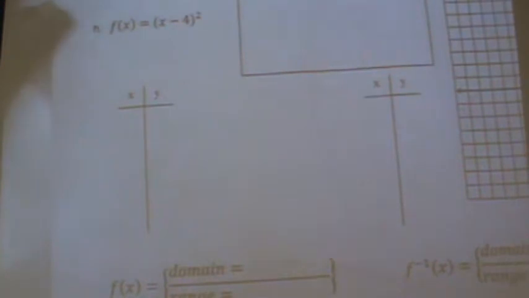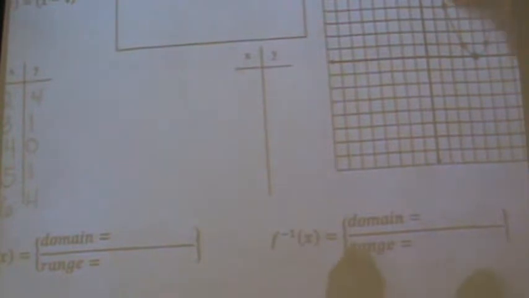What does the last one say? 4. 4. See it? 6, 4. So what are your 5 ordered pairs that I want? (4, 0) is your vertex. I want (3, 1) and (5, 1). (2, 4) and (6, 4).